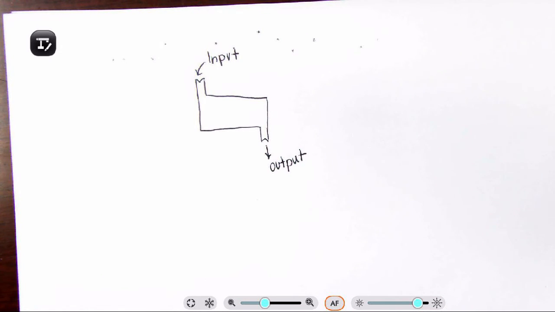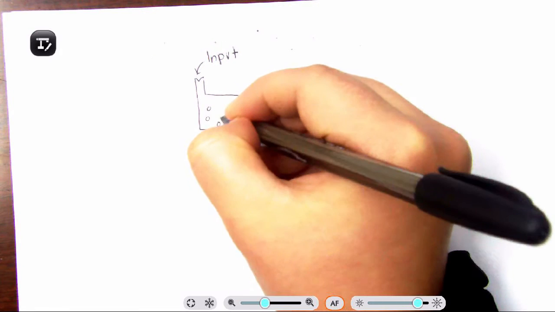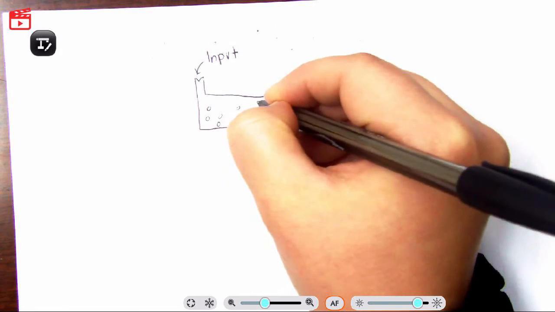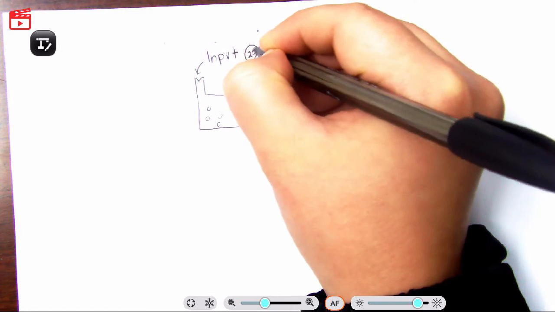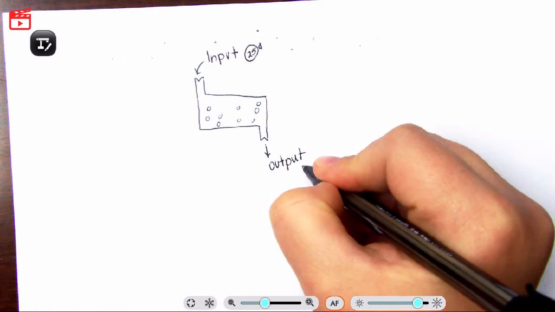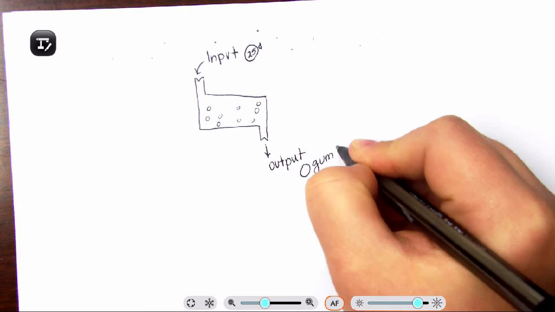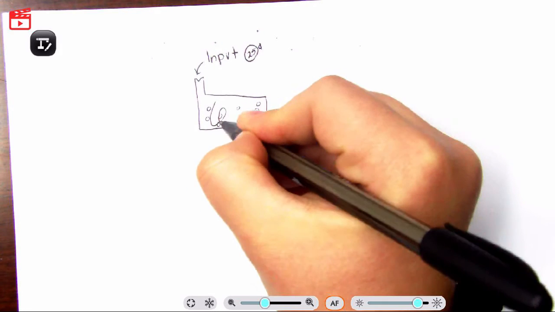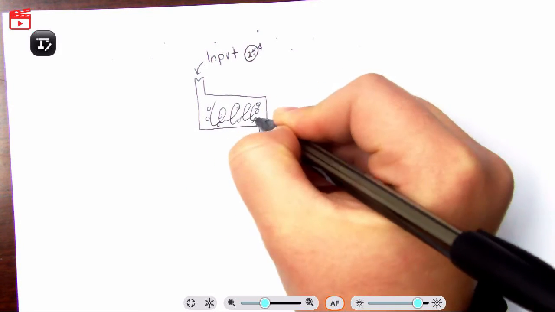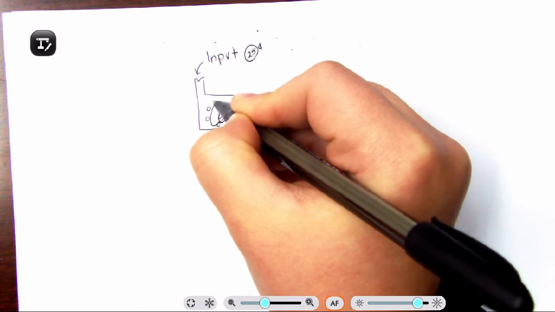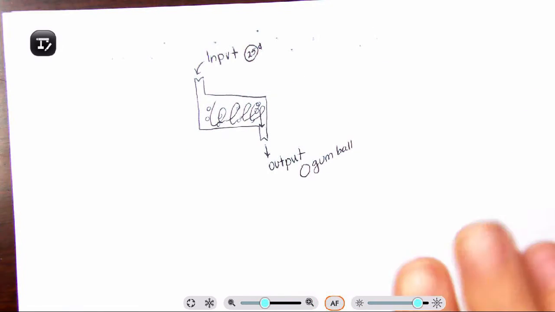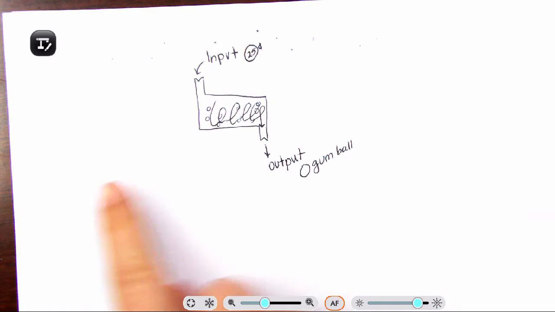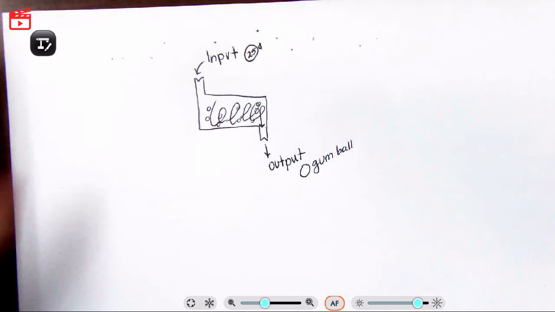If this is a gumball machine and there's gumballs here, you input, let's say 25 cents, and your output is a gumball. But what happens inside? Something has to happen inside. And inside, there's like a rule or a mechanism, something that takes the money, you do the little twirly thing, and then something happens on the inside. Same thing with function and relations.